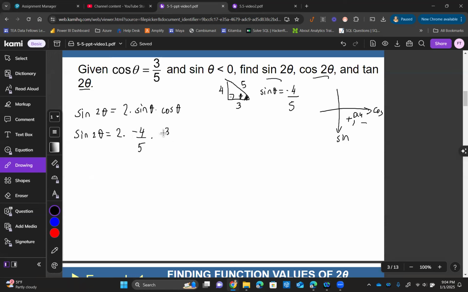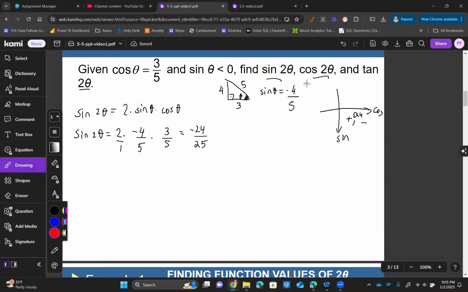Cosine of theta is given in the problem as 3 over 5. And then when we multiply these 3 fractions, we have to multiply all top numbers together and all bottom numbers together. 2 times 4 is 8. 8 times 3 is 24. But it will be a negative number because one of these numbers is negative. And at the bottom, when we multiply 1 by 5, then 5 by 5, we will get 25. This will be the answer for sine of angle 2 theta: negative 24 over 25.